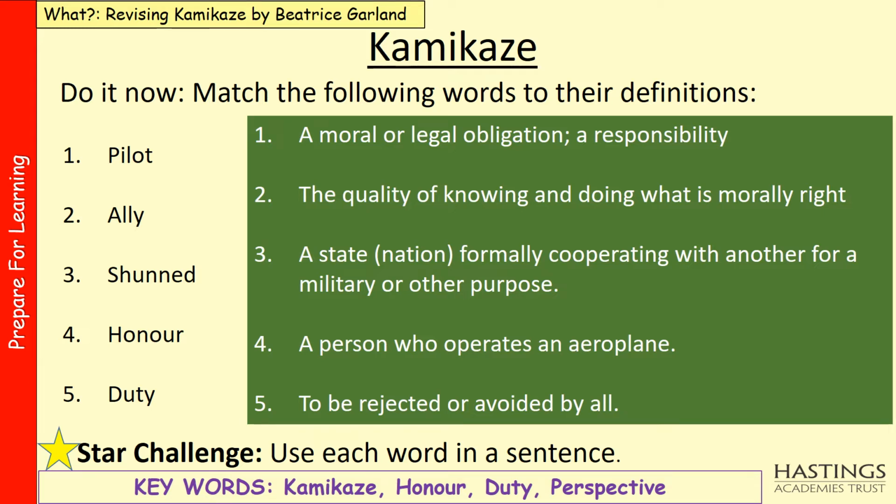Hello Year 9 and 10, it is Miss Jewis here again for your lesson today, and we are going to be looking at the poem Kamikaze by Beatrice Garland. So to start with, for a do now, could you match the words on the side there to the correct definition? So pause the video now and do that.